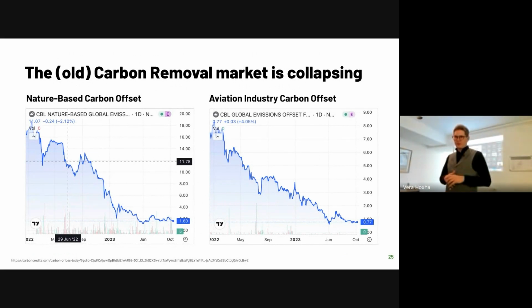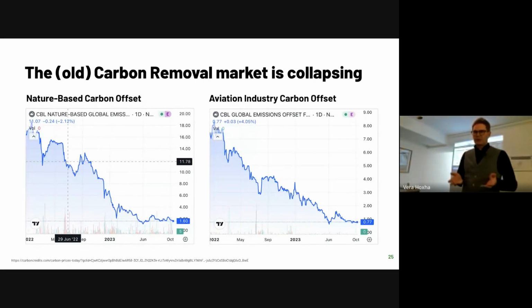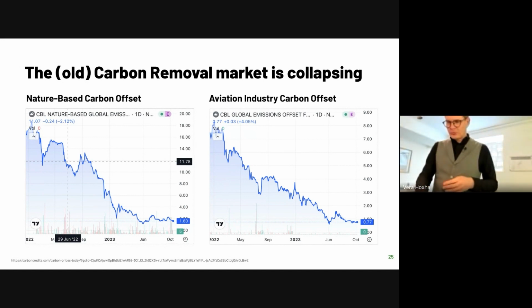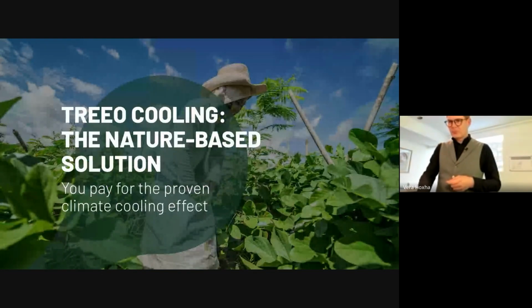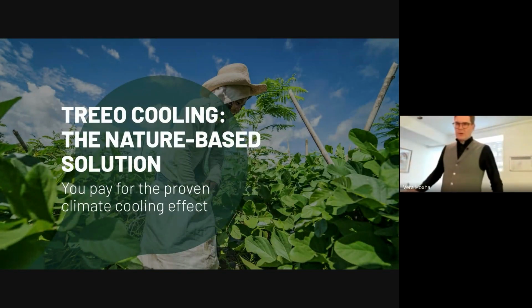And the loss of trust in this market you see best if you look at the collapsing of pricing. This is a factor of 10 within a month or less than a year. And to be very honest, if you want to run a carbon removal project with $1.60 per ton CO2, you cannot achieve really anything. So it's not really possible to have a real effect on that. And you see also that most of these projects even do not pay the farmers in the countries they are in. So we provide now TREEO Cooling.